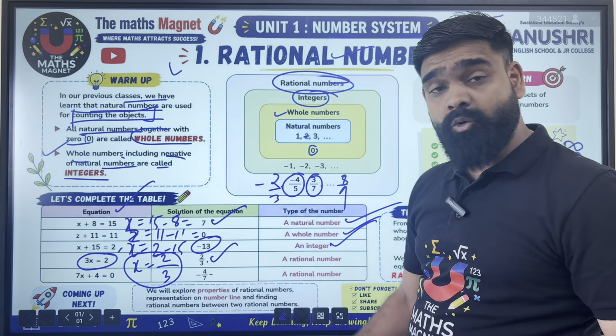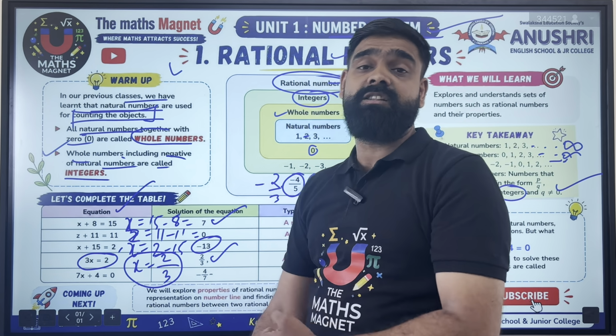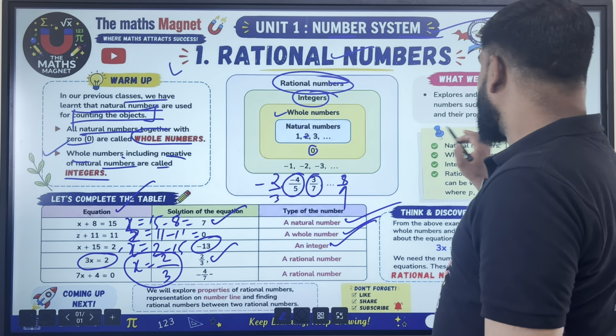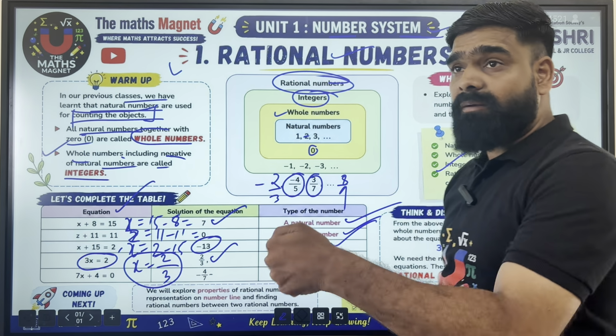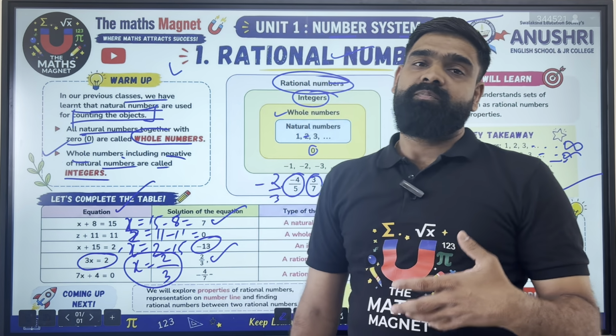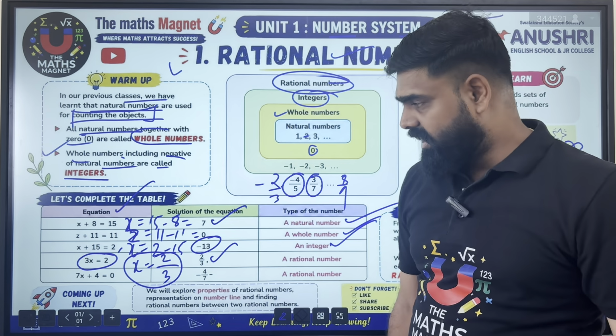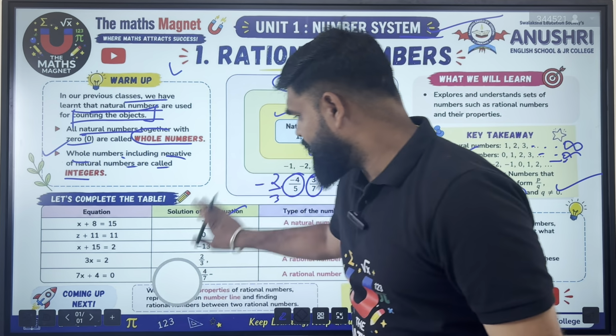So 2 by 3 means this number is in the form of p by q, and we have already seen here that the numbers which can be written in the form of p by q are known as rational numbers. So we got here 2 by 3, this is a rational number. So we have another example here.